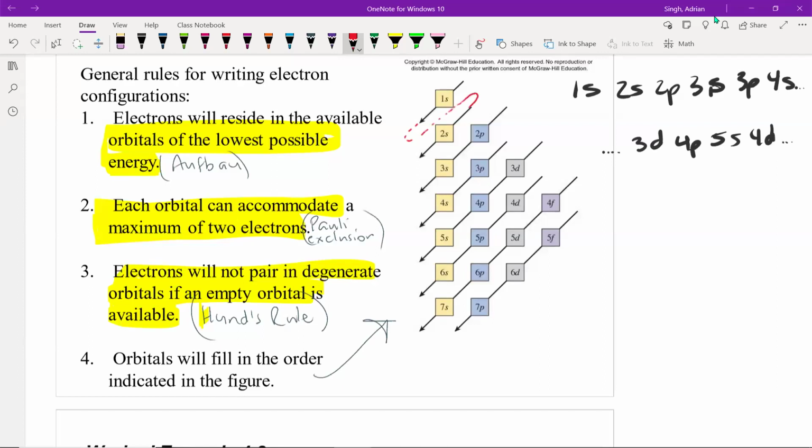Often you'll see in other textbooks, the arrows look like this. It kind of curls back around like so, which gives you a much better idea of how these orbitals are being filled. I'm not going to do all of them, just to show you how it goes. So the 1s first, then the 2s, and the 2p, 3s, 3p, 4s, 3d, 4p, 5s, etc.